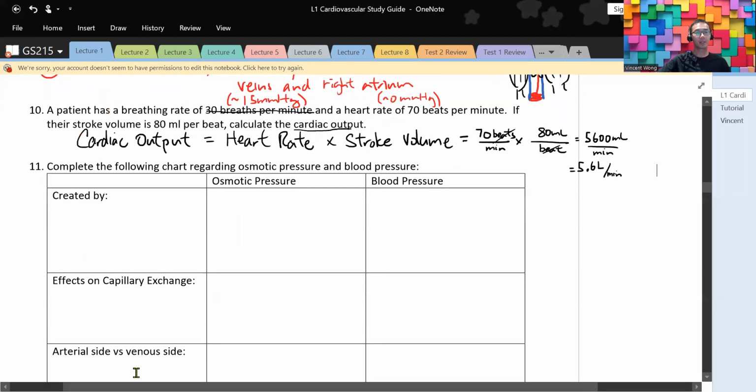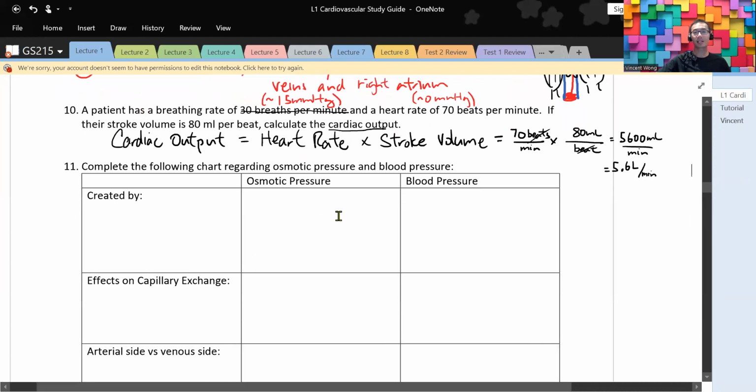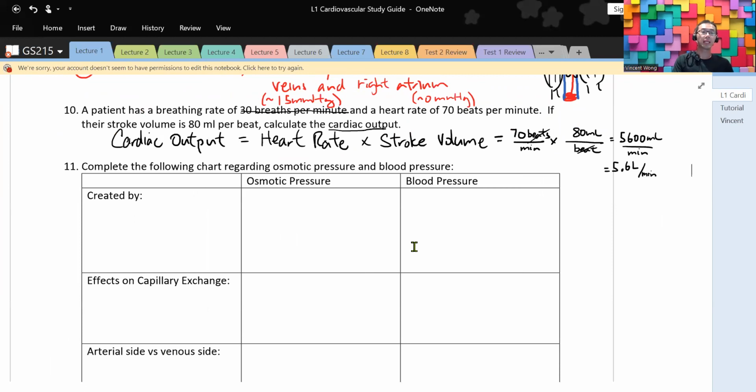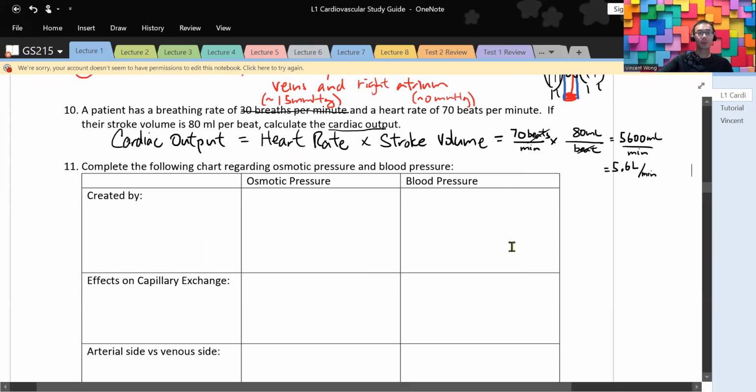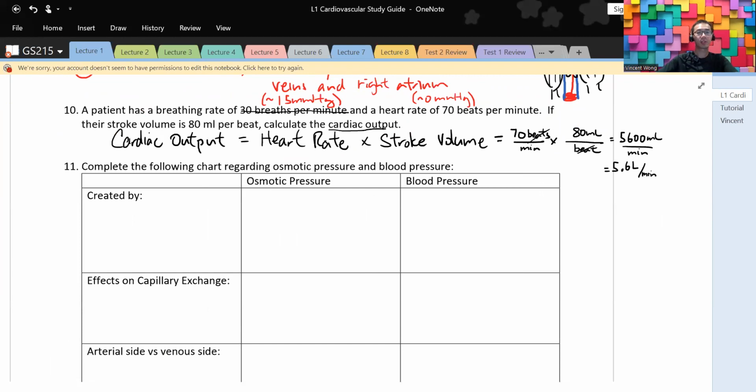All right, next part here, the osmotic pressure and the blood pressure. Now, this is a complicated concept, and I spent a great deal of time explaining it in the video. So please go check it out if you haven't already. All right. So let's try to summarize it in this chart. Okay, about osmotic pressure and blood pressure.